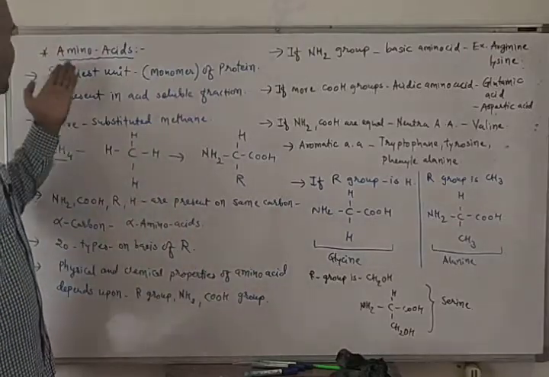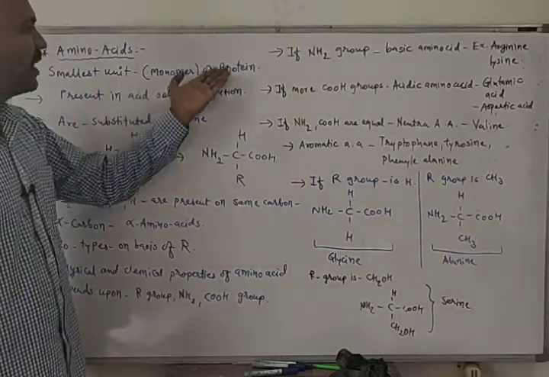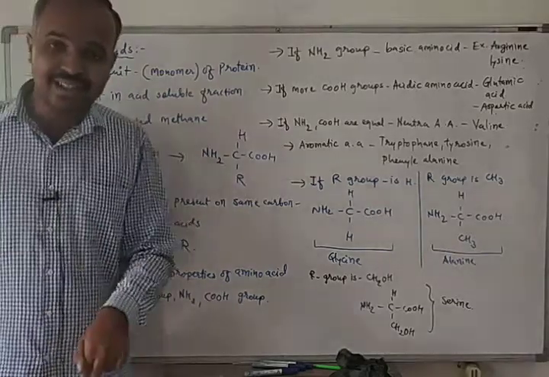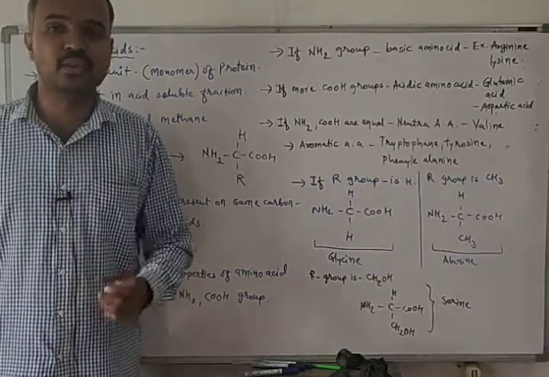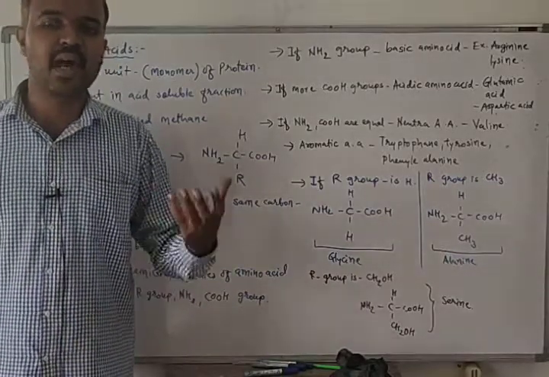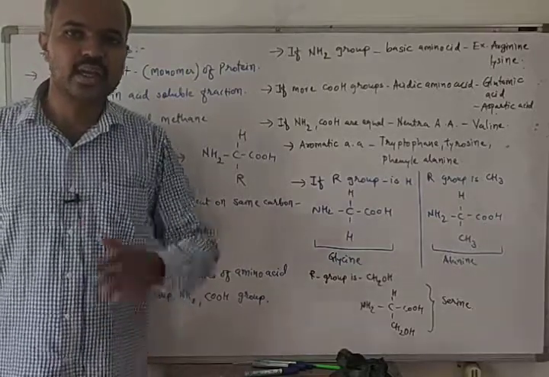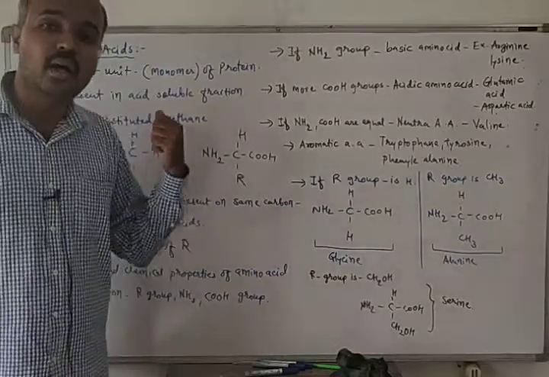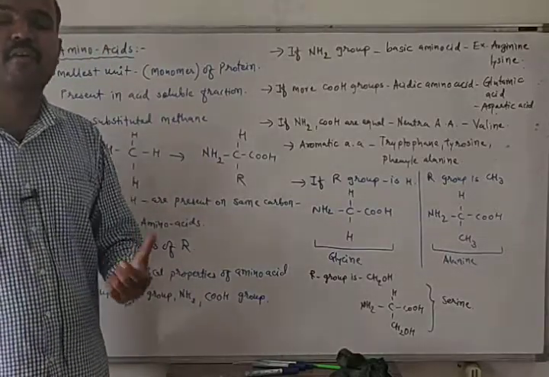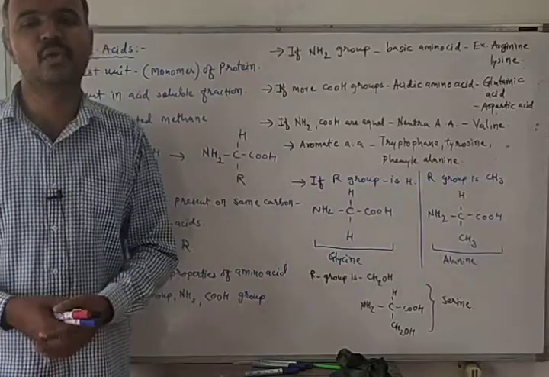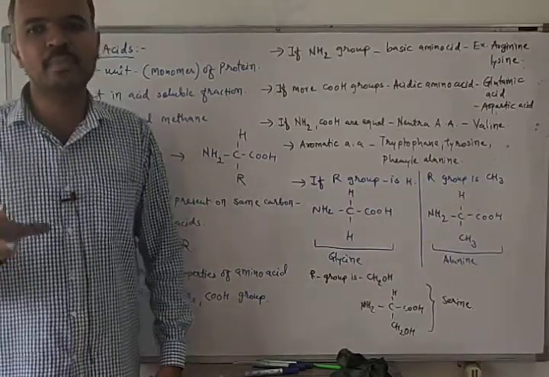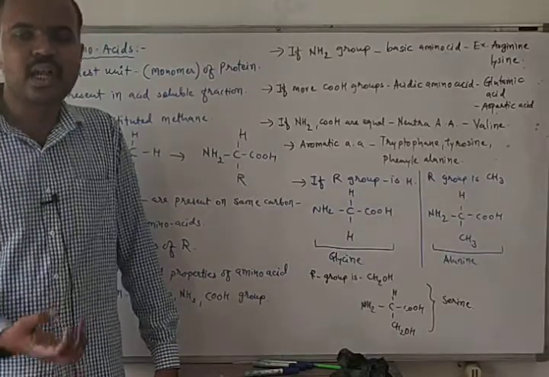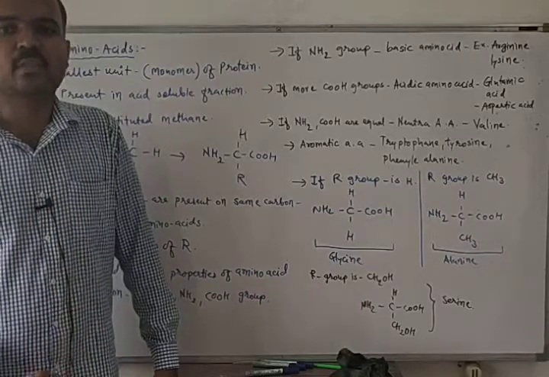Amino acids are found in the acid soluble fraction, so they will be collected in the vessel under the cheesecloth. This is because amino acids have low molecular weight. Amino acid is a biomolecule with low molecular weight, so it gets filtered through the cheesecloth, comes down and accumulates in the vessel.